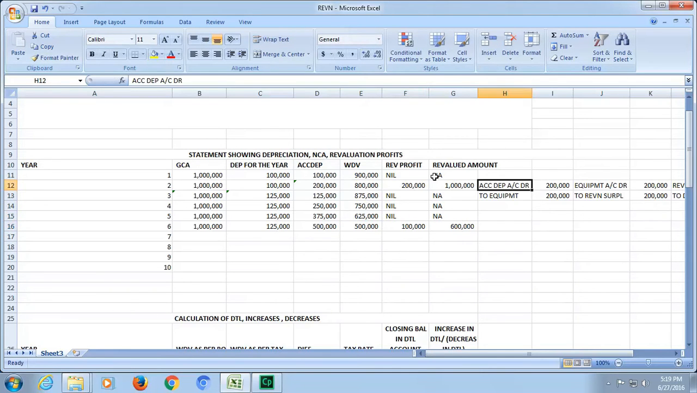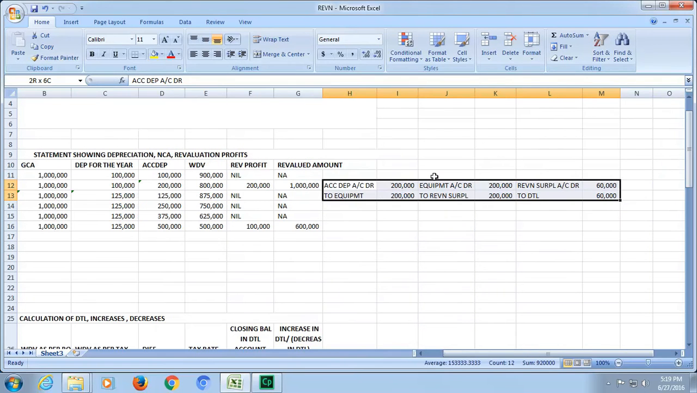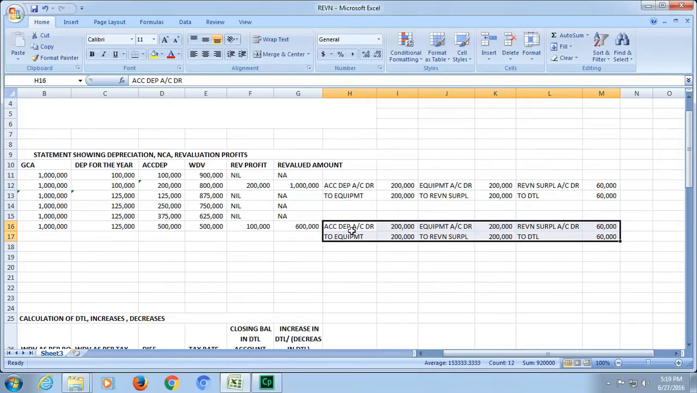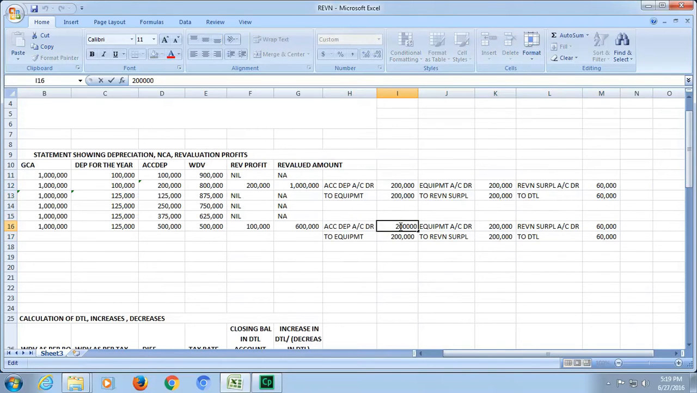I have to again repeat the same set of entries to give effect to the revaluation. But here I have to first knock off the entire accumulated depreciation of 5 lakh. From third year beginning up to 6th year ending there was an accumulated depreciation of 5 lakh. So this 5 lakh is first of all adjusted against the gross carrying amount. That means I'll pass an entry accumulated depreciation account to equipment. Because of this the carrying amount of the asset will reduce by 5 lakh.